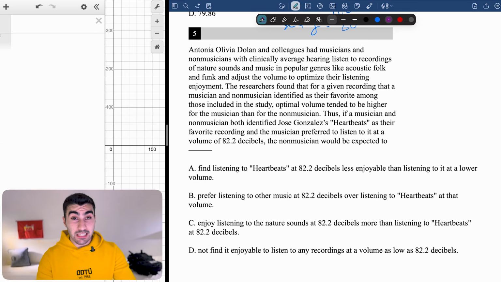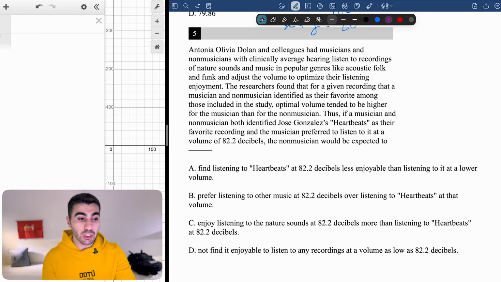All right, question 5 is an English question. So the question says, Antonio and colleagues had musicians and non-musicians with clinically average hearing listen to recordings of nature sounds and music in popular genres like acoustic, folk, and funk, and adjust the volume to optimize their listening enjoyment. The researchers found that for a given recording that a musician and non-musician identified as their favorite among those included in the study, optimal volume tended to be higher for the musicians than for the non-musicians.